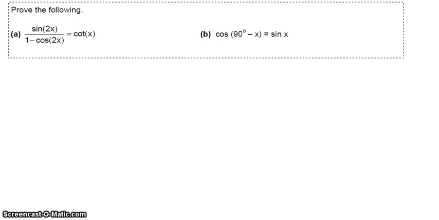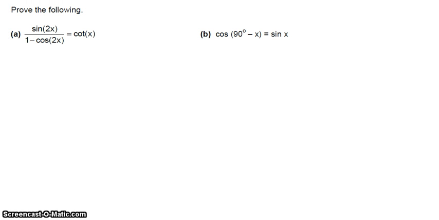In this video, I'm going to show you how to prove trigonometric identities using the sum and difference identities or the double angle identities. Let's start with the first one. We want to prove that sine 2x over 1 minus cosine 2x is equal to cotangent x.